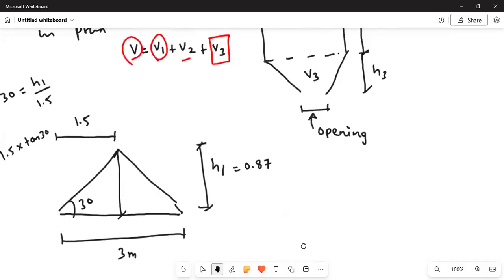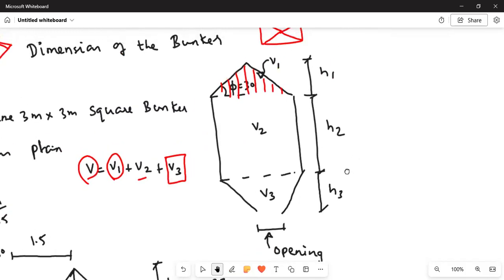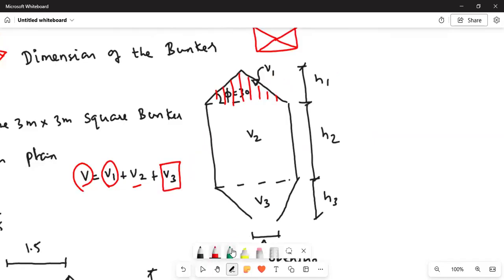So here again you go to the dimension of the bunker. H1 is known to you, H1 is 0.87. H3 is 1.25 and H2 is not known to us. But we have calculated V. Since we have calculated V2, we can find H2. So V2 equal to area of the bunker into H2. And what is the area of the bunker here? Area of the bunker, that is square bunker.